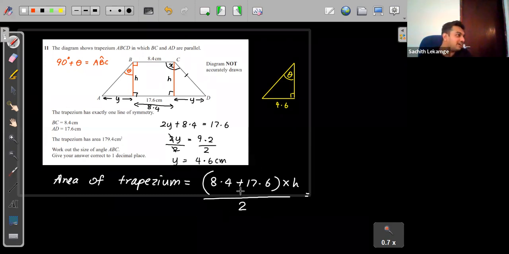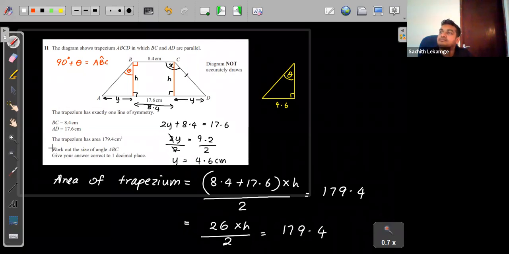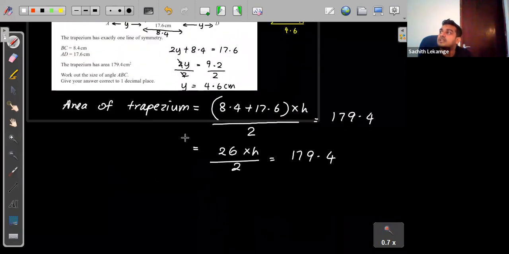It is different from this, half into the sum, divided by 2, but it's the same, right? Okay. Use this and find H. 6 plus 4 is 10, 1 remaining. Add it to 7, 8. 8 plus 8 is 16. 26 times H over 2. What is the value of H? H equals 30.8.